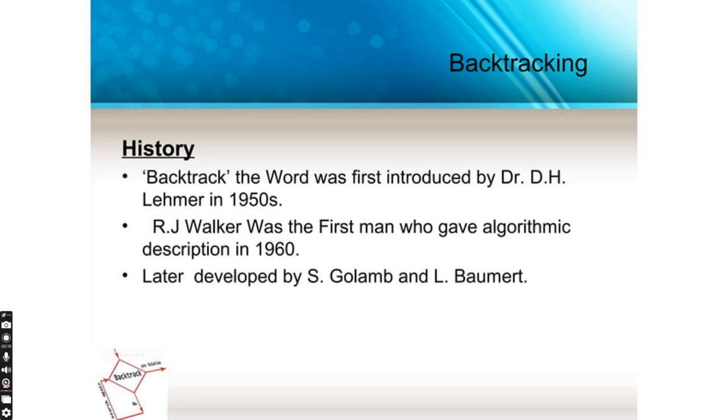This is the history of backtracking. The word "backtrack" was first coined by Dr. D.H. Lehmer in the 1950s. Then R.J. Walker was the first man who designed the backtracking algorithm in the 1960s. Later it was developed by S. Golomb and L. Baumert.